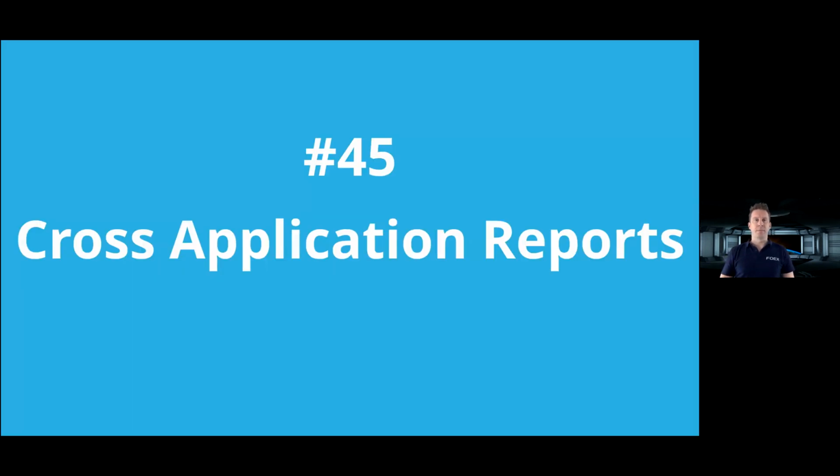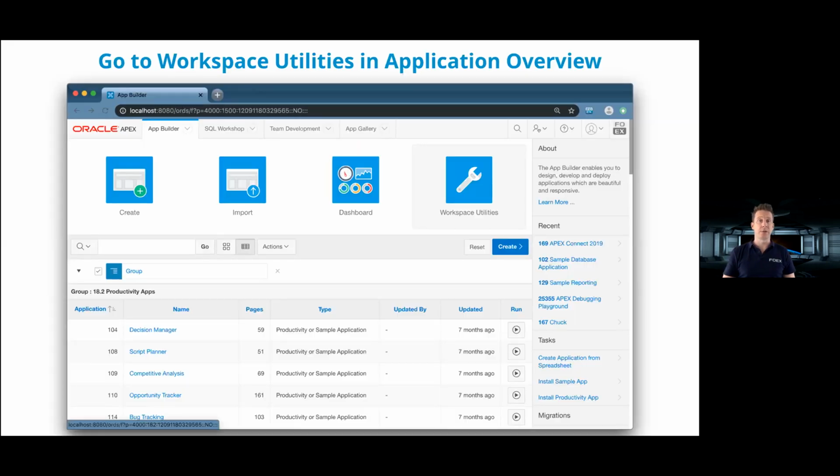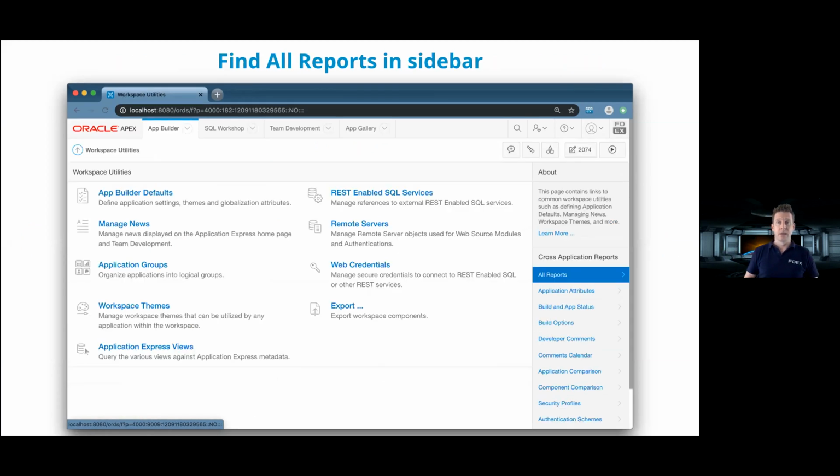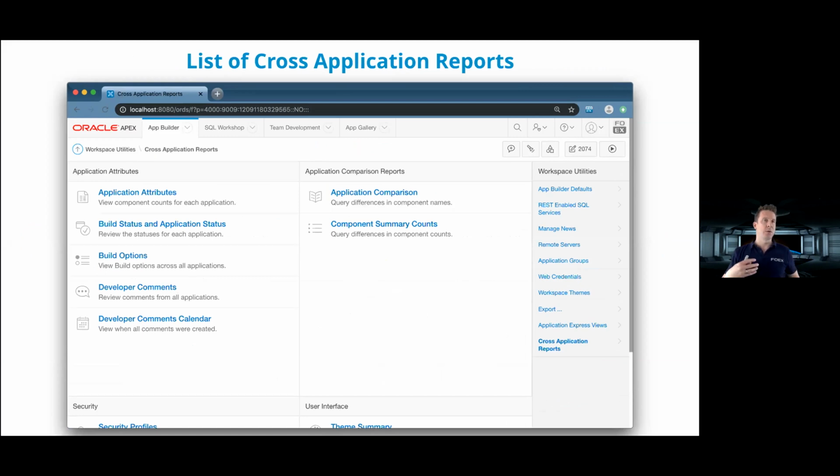And then last tip, that's basically your homework. There is a bunch of cross-application reports. So if you go to your application builder workspace utilities, the right-hand sidebar, there is a bunch of interesting reports. You can get an overview of all your apps, the build statuses and whatnot. Take a look, browse through that. There might be something useful for you in it.